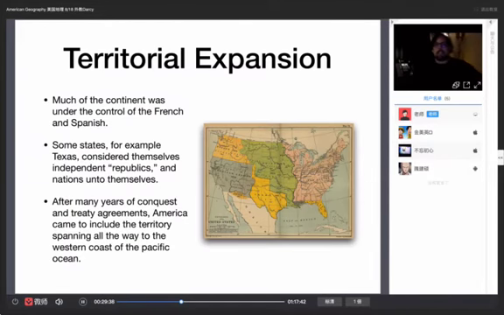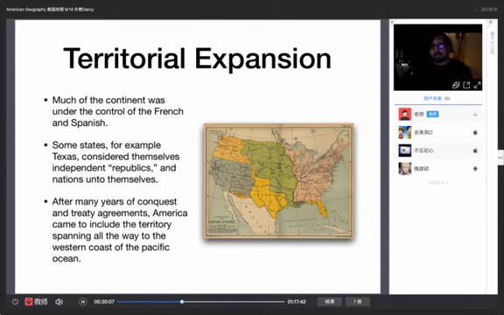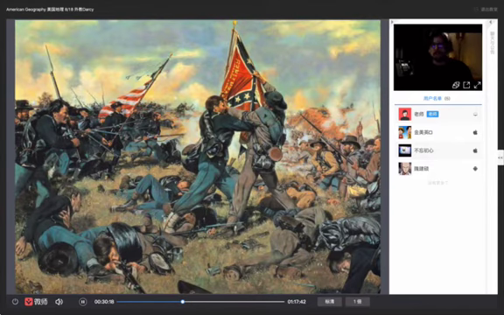Much of the continent was under control of the French and the Spanish. Some states, for example Texas, considered themselves to be independent republics, nations unto themselves. After many years of conquest and treaty agreements, America came to include the territory spanning all the way from the eastern coast of the Atlantic to the western coast of the Pacific. And then you have this line called the 49th parallel that later became Canada, and Mexico to the south.